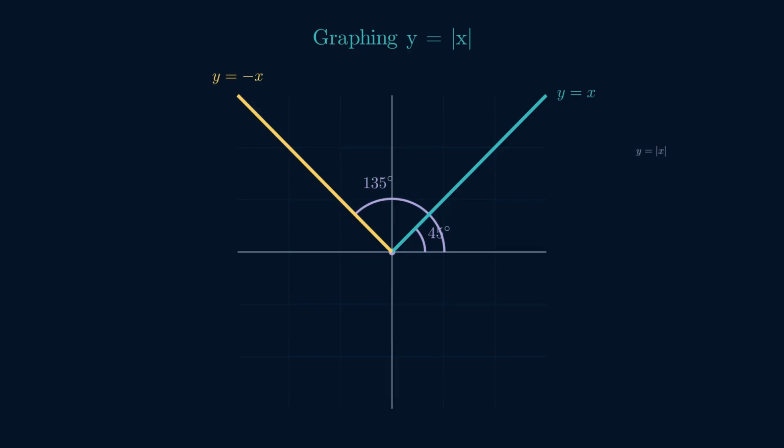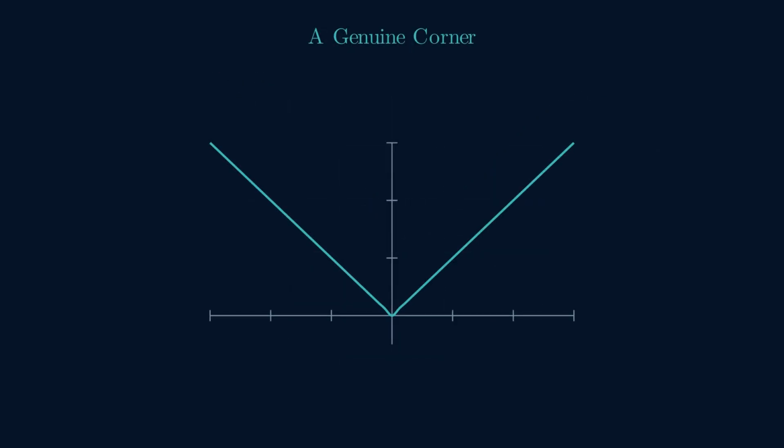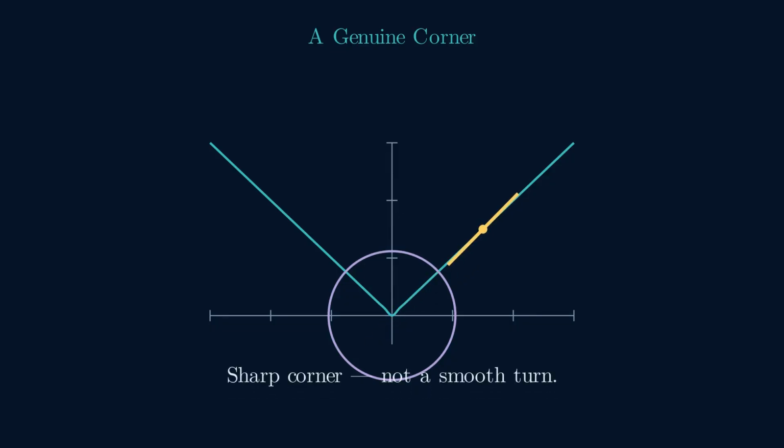But zoom into that join point and something interesting happens. It's a genuine sharp corner. Not a smooth turn. Watch the tangent try to roll through it and just snap. The angle jumps instantly. And that's the bit that gets examined, because a corner is exactly where a function stops being differentiable. Remember this point.